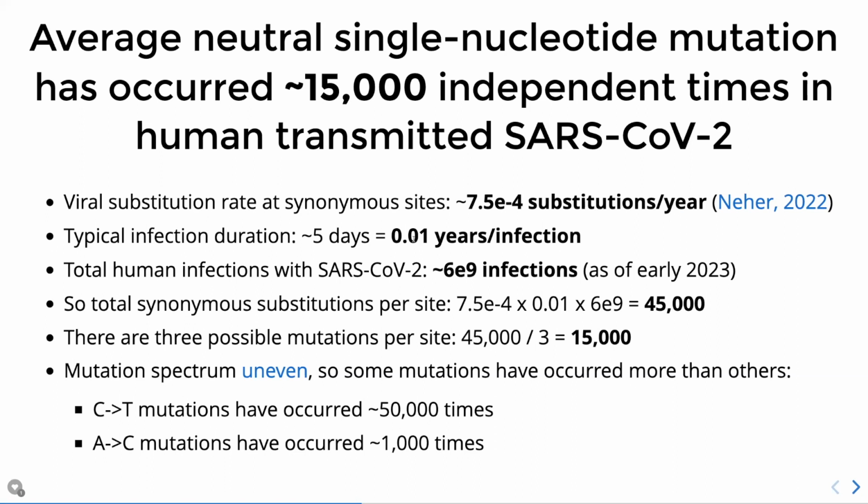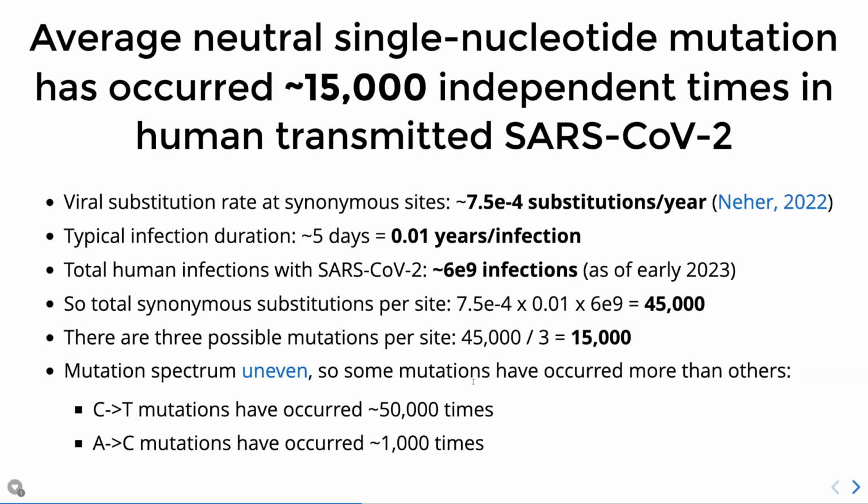And as of early 2023, there's probably been on the order of 6 billion infections around the world. So you multiply those all together and you get that in human transmitted SARS-CoV-2, in the absence of selection, the average neutral single nucleotide mutation site will have been mutated about 45,000 times. Each site can then mutate to 3 other things. So any given mutation has occurred an average of about 15,000 times.